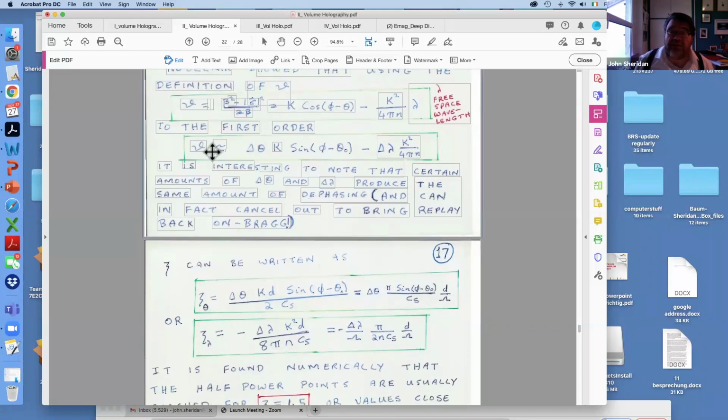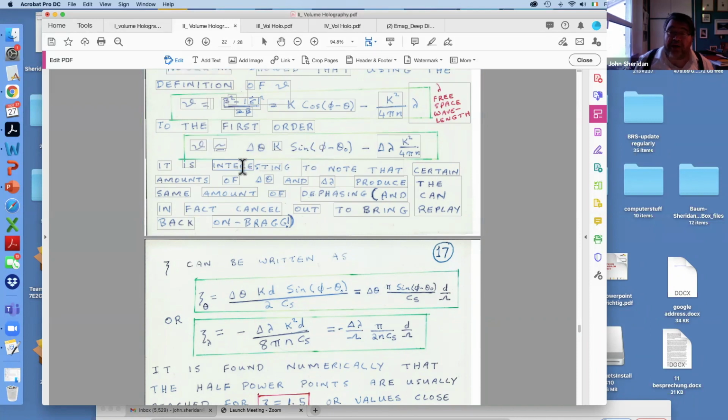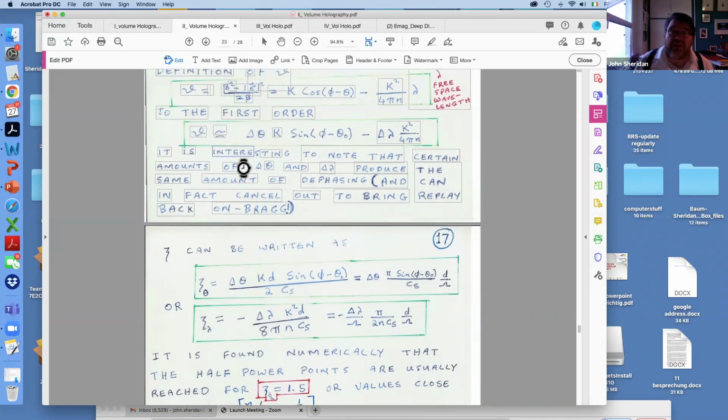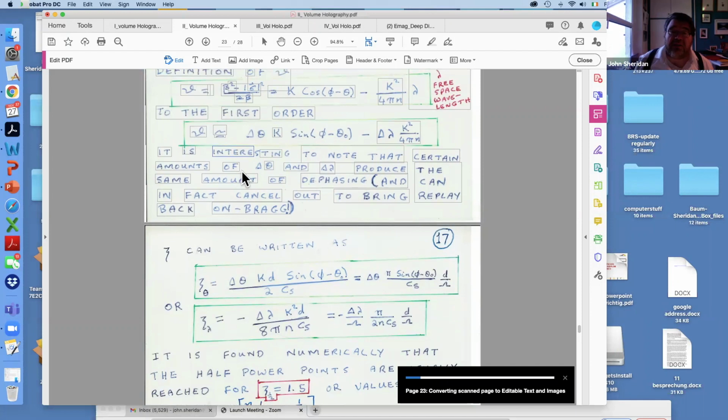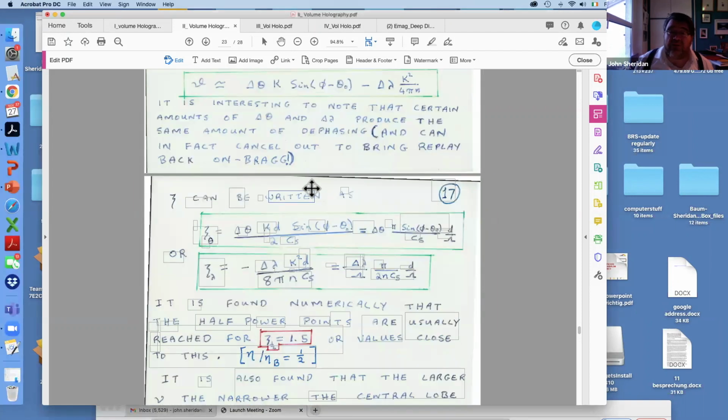Okay, so this here is the small angle variation, small wavelength variation. That's what your dephasing parameter becomes. And of course, if these are 0, then this is equal to 0, and you're on Bragg, and your dephasing parameter is equal to 0. So it's interesting to note that certain amounts of delta theta and delta lambda produce the same amount of dephasing and can in fact cancel out one another.